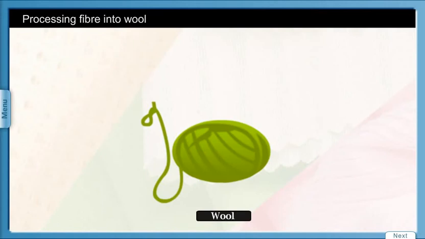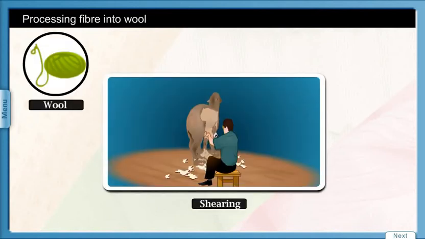Processing fiber into wool. Wool processing involves many operations, both dry and wet processes. Shearing is the first step in processing fiber into wool. It is the removal of the fleece of the sheep along with a thin layer of the skin.